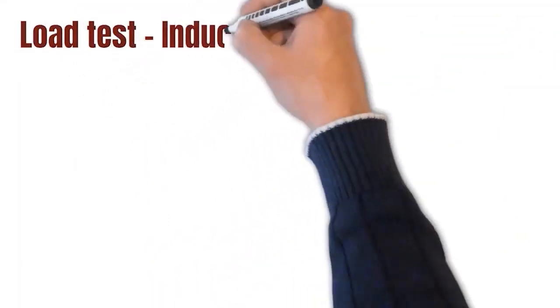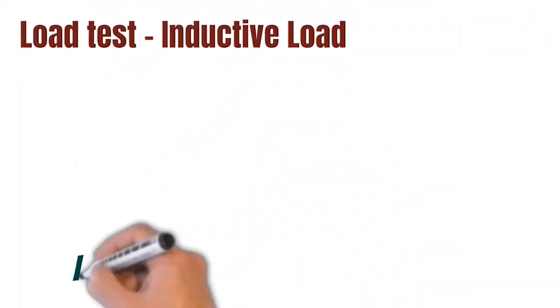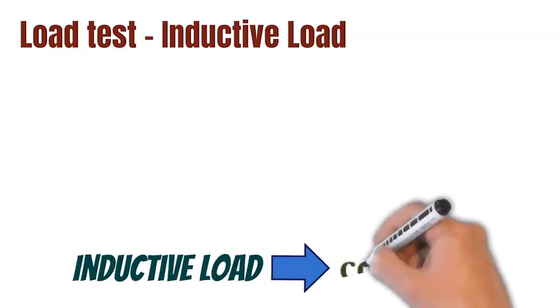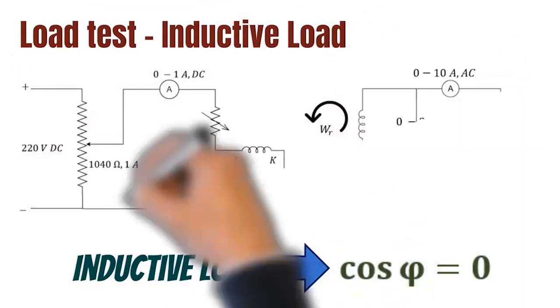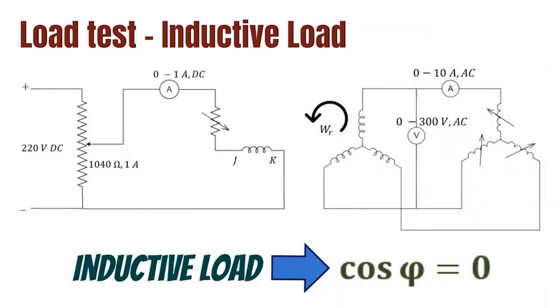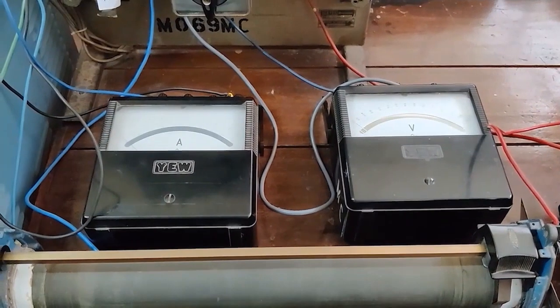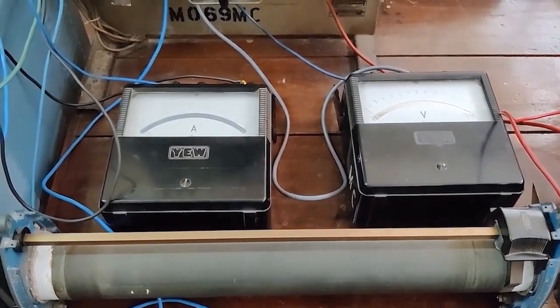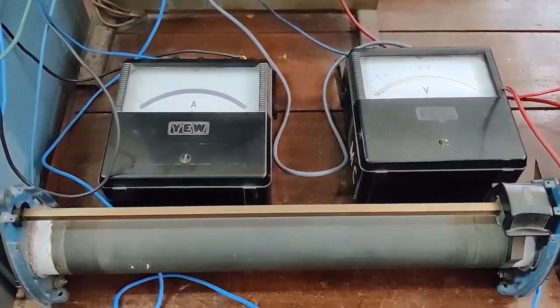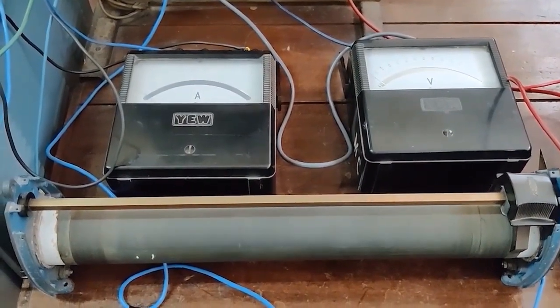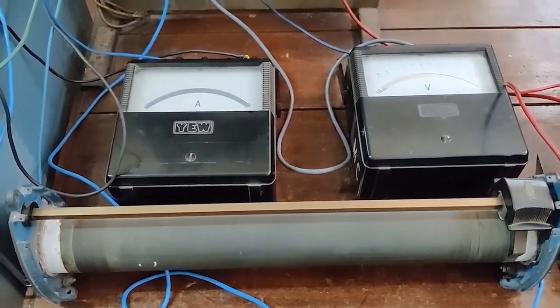Next we have the load test for an inductive load. This means that the power factor of the load is 0. Here is the circuit for this test. Observe it well. Now let's take a look at the connected circuit. The field circuit remains the same, but the stator side connections have been changed as you observed in the circuit diagram.